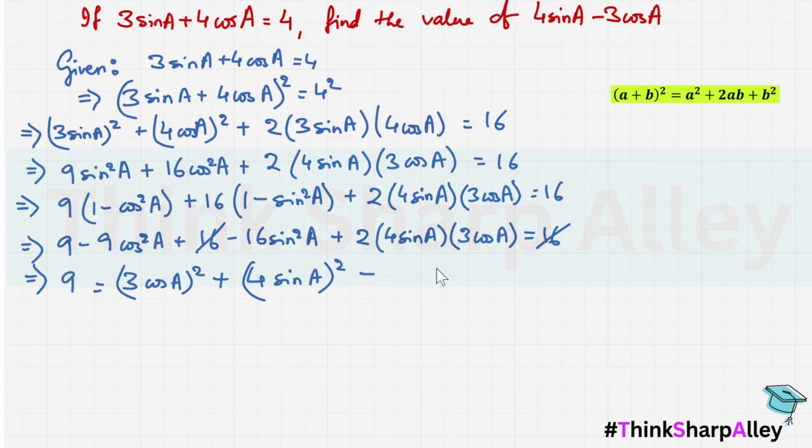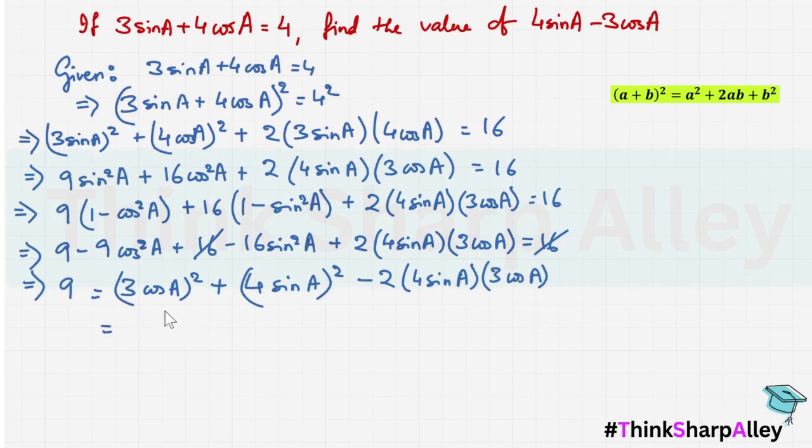Exactly, we have done it wrong. Yes. 4 sin A into 3 cos A. Wait for it. This giant expression is hiding a perfect square. Can you identify it? Yes, we can say either 3 cos A minus 4 sin A whole square, or what we actually need, 4 sin A minus 3 cos A whole square is equal to 9.